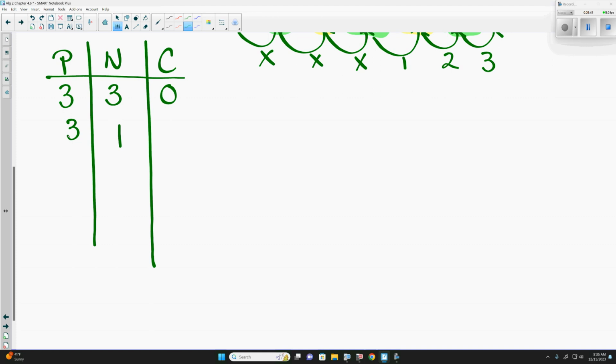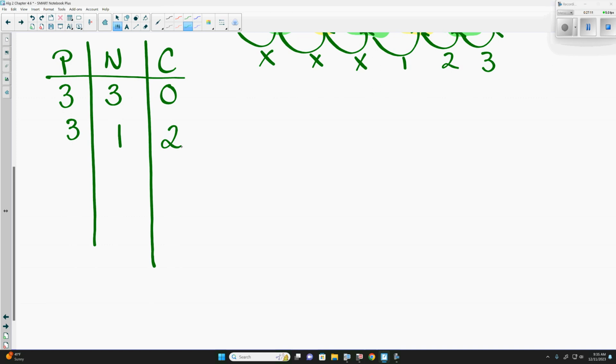And our first one is that we can have 3 positives and 1 negative, which gives us a total of how many solutions? 4. How many are we missing? So the number of complex is 2. Going across any of these rows should always add up to the degree, which is 6, because our first one, 3 and 3 and 0, does give us 6. 3, 1, and 2 also gives us 6. Okay, we good with this so far?